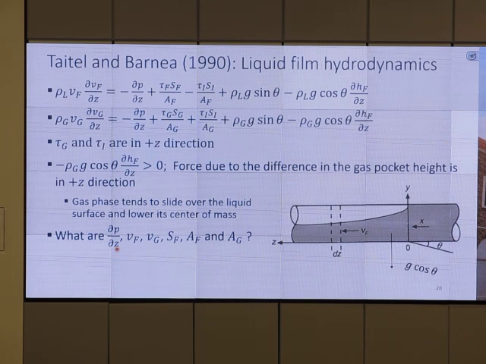Yeah, change of pressure with Z, right? So what is the direction of Z? Backward, right? Opposite the flow direction, okay? So you need to know that the Z is opposite.